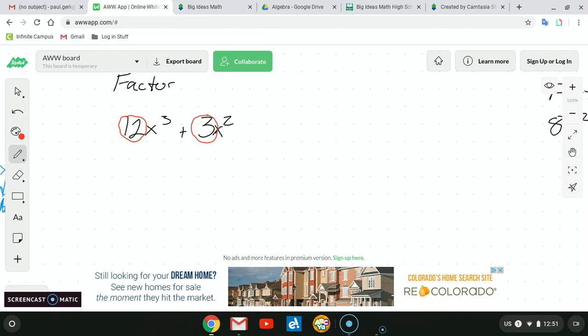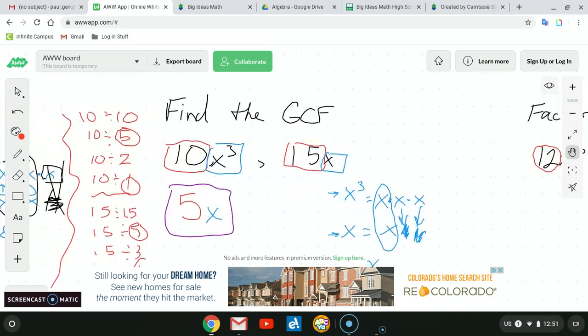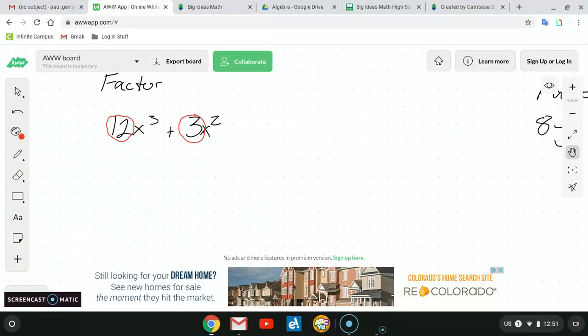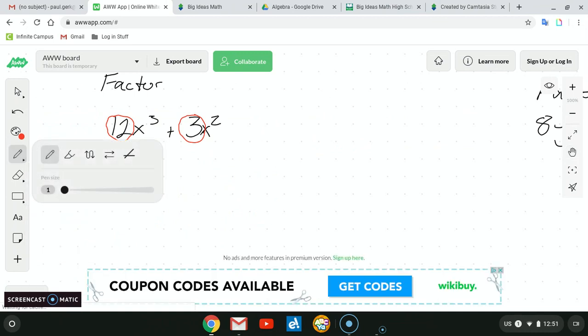Well, the greatest common factor between the two of them is, if you want to take the time to do the division and write that out over here, like we did over here, you're more than welcome to. But if you know it off the top of your head, it should be 3. So our GCF between these two is 3.